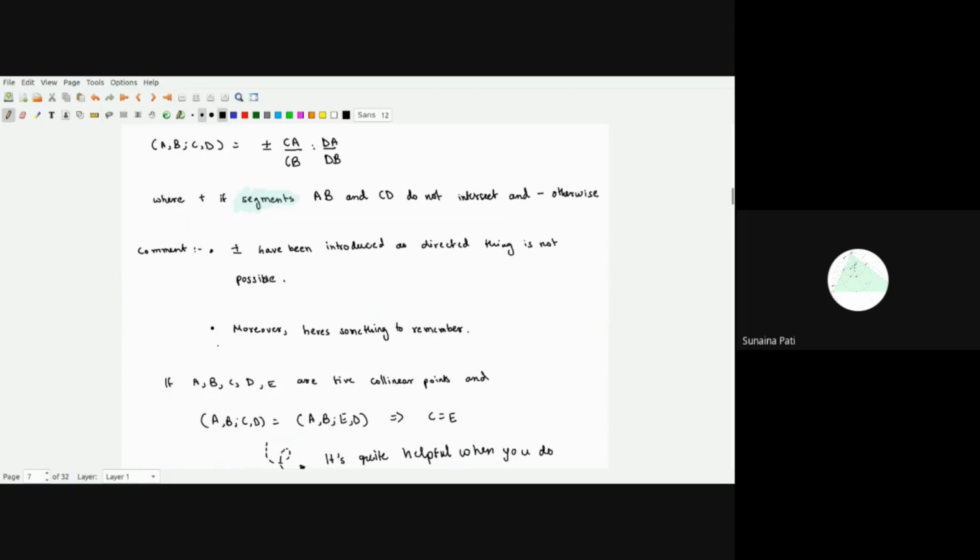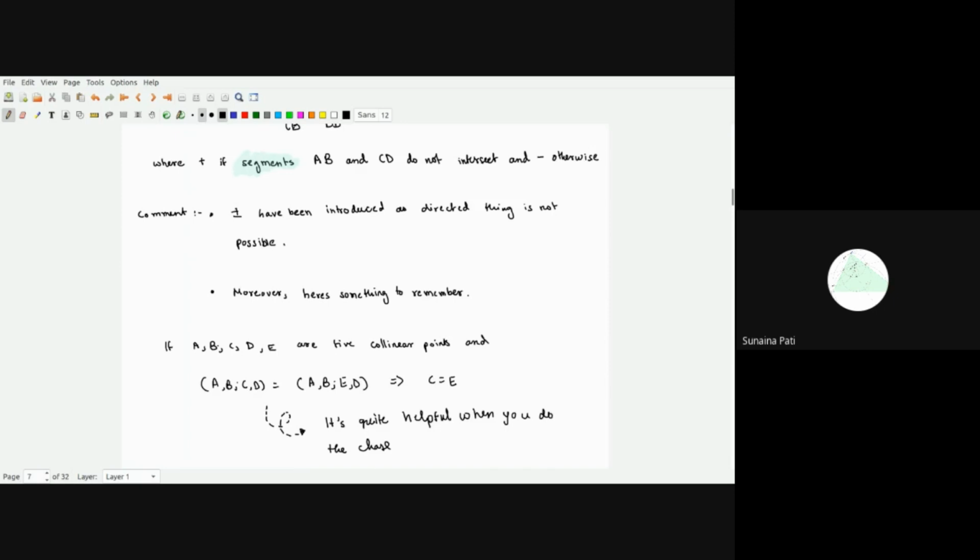Yeah, moreover, here's something you guys should remember. If you have 5 points which are collinear, or it also works for points lying on the same circle, so if you have ABCD, the cross ratio of ABCD equals the cross ratio of ABED, then we get C equals E. It's quite helpful when you do harmonic chase. So just keep in mind that cross ratios are sort of invariants and unique. Thank you.